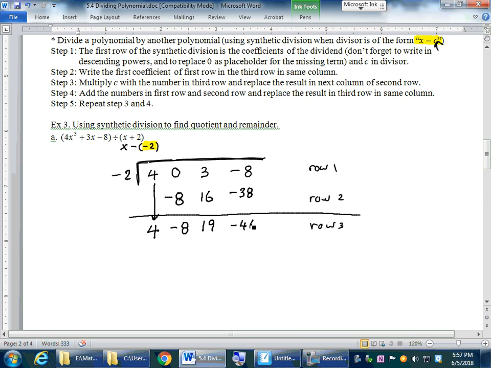So how do we collect our answer? Notice that the 4 is the coefficient of x to the third power, and your answer is in row 3, which will be 1 degree less than your original one. So now my answer will be 4x squared minus 8x plus 19. And this part is my remainder, which is plus negative 46 over x plus 2.